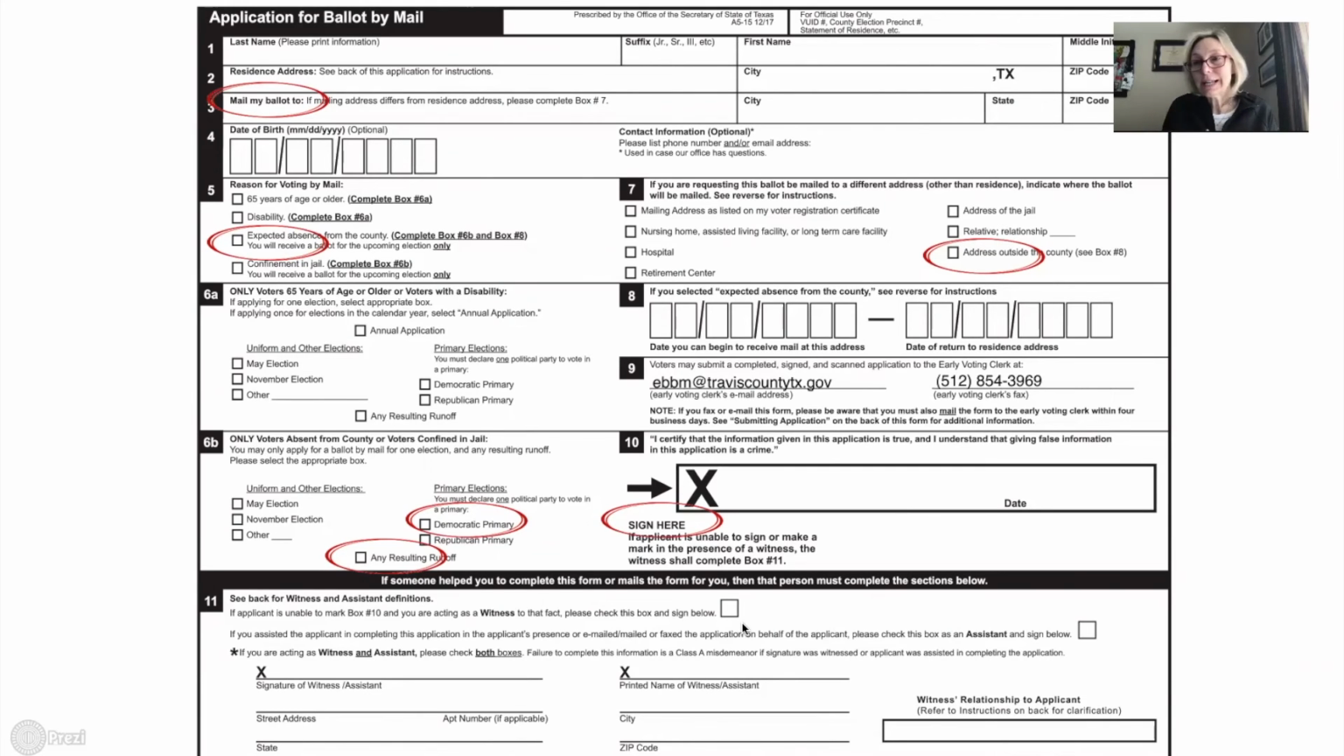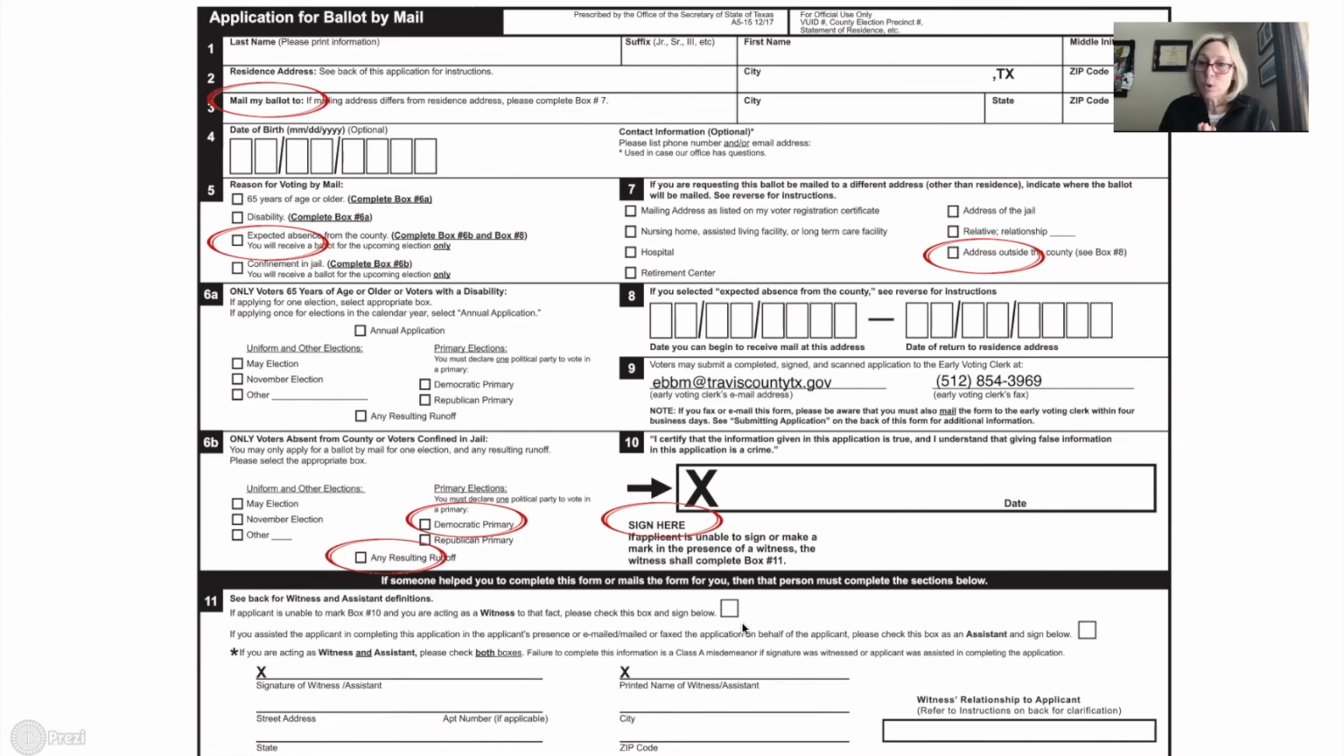Now, they can return it anytime. They could get it, fill it out, and then return it right away, but it must be received the 5th day after Election Day. So they can do it on Election Day and mail it back. However, I really like to get them to do it right around early voting time and get it back in the mail so it can be recorded.